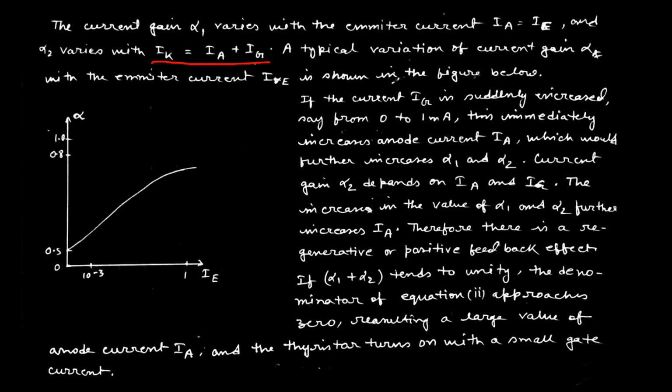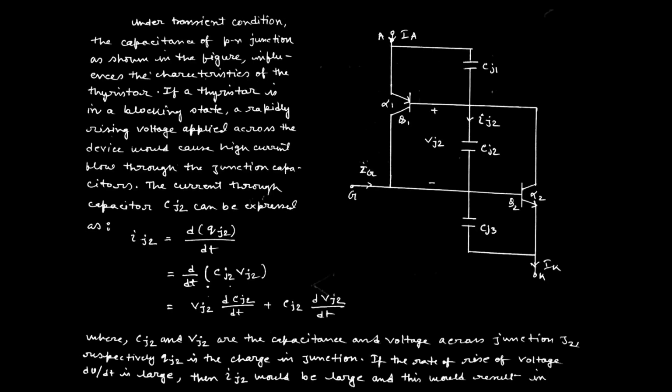Now talking about the transient case. Under transient condition, the capacitance of the PN junction, as shown in the figure here. We know every PN junction has its capacitive effect when we are increasing a huge amount of emitter current, or we can say in this case the anode current. That means under transient condition, the capacitance of the PN junction, as shown in this figure, influences the characteristics of the thyristor.